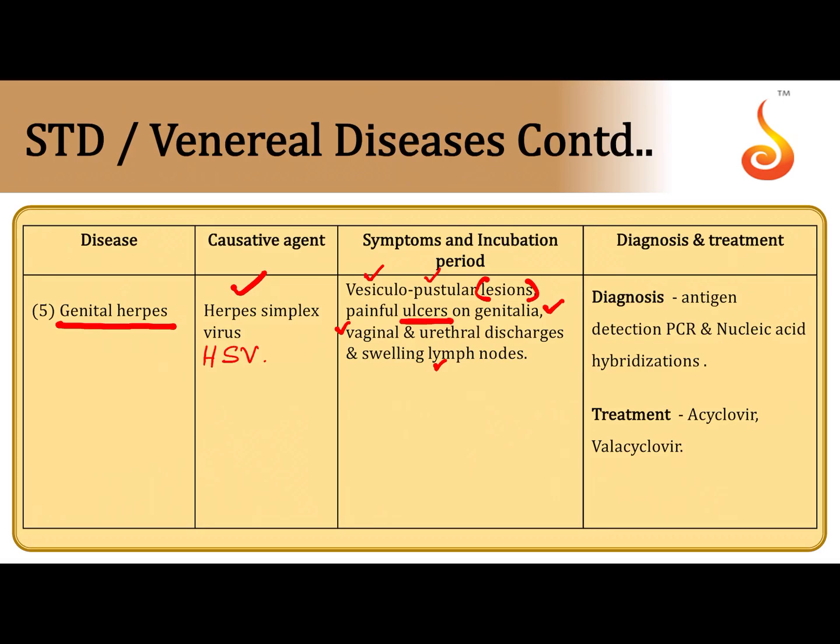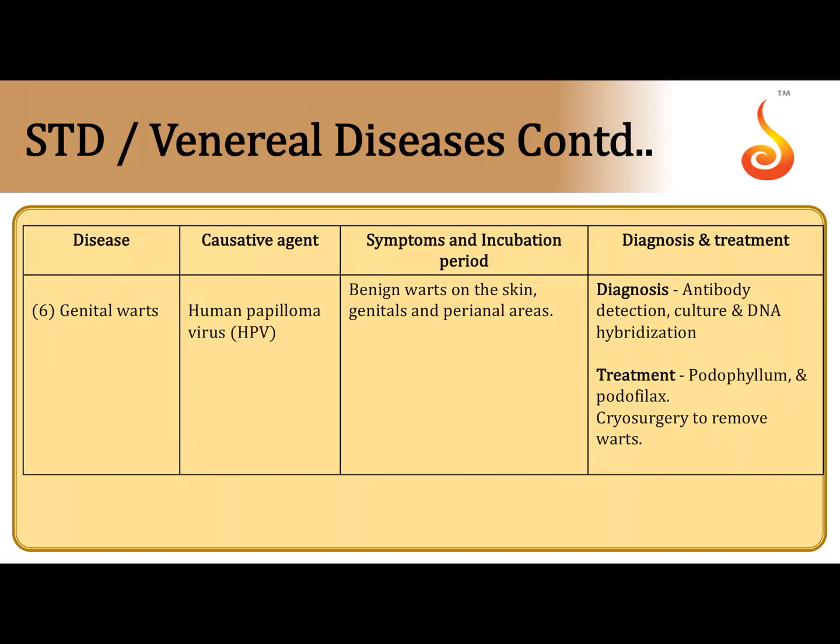Mostly in these areas only you will find these structures that develop, and swelling of the lymph nodes as well. It can be diagnosed by detecting the antigen using PCR or polymerase chain reaction, and by carrying out certain protocols such as nucleic acid hybridization. Treatment is by giving antiviral drugs like acyclovir and valacyclovir. Because it's a viral disease, you want to give antiviral drugs like acyclovir and valacyclovir.